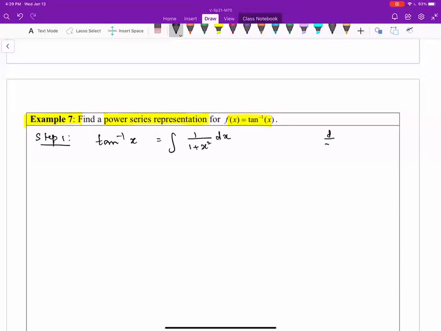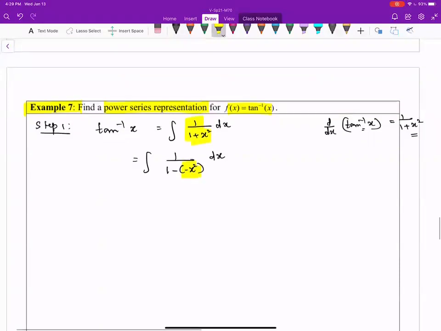Why? What do you know about the derivative of tan inverse of x? The derivative of tan inverse of x is 1 over 1 plus x square. So if you integrate the right hand side, you have to get tan inverse of x. The antiderivative of 1 over 1 plus x square is inverse tan x. So now, obviously, this expression looks like a geometric series. Why? It can be written as the integral of 1 over 1 minus of minus x square dx. So this is the common ratio part in the geometric series.